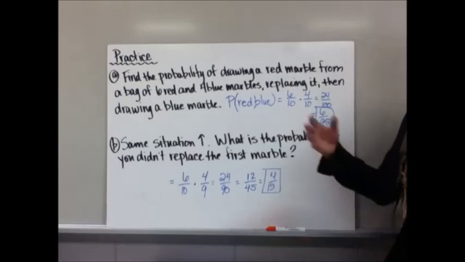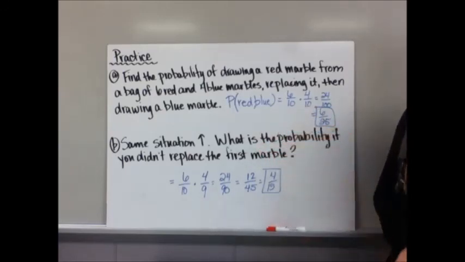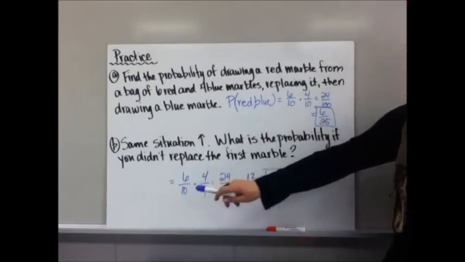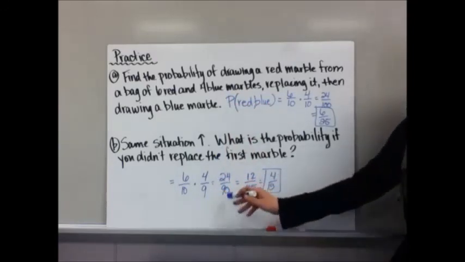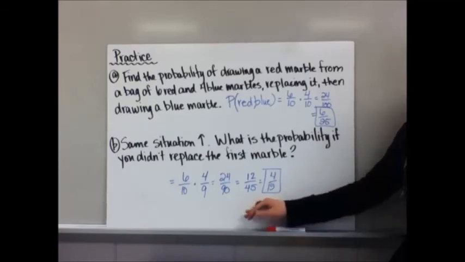Situation B. It's the same thing, but what's the probability if you did not replace the first marble? So the first marble of red is 6 over 10, times, then I have 4 out of 9 remaining marbles. So I multiply those. I get 24 over 90, which simplifies down to 4 over 15.